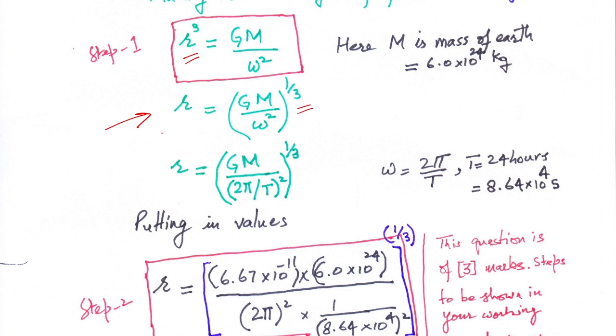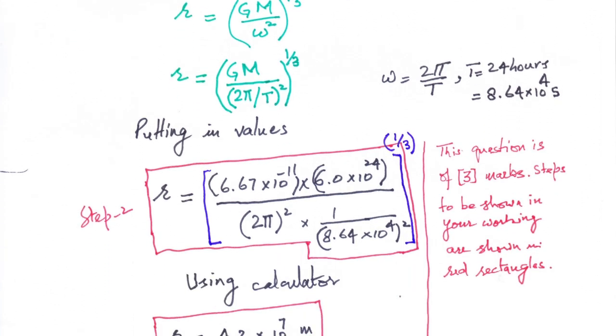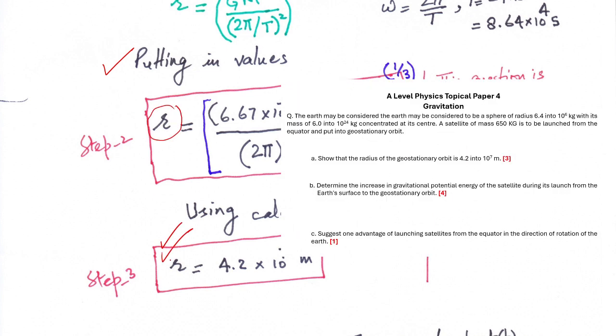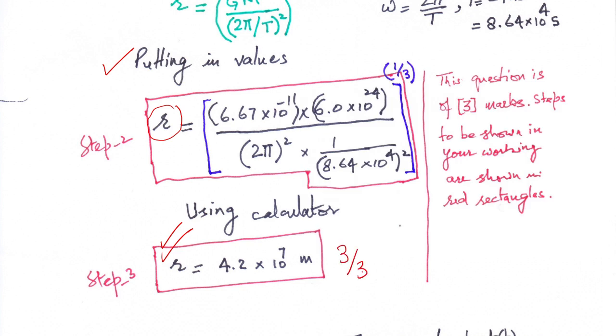Now we put in the values, and after putting in the values and taking the cube root using the calculator, we find the radius of the orbit equal to 4.2 into 10 power 7 meters. This was to be shown. The question asked us to show that the radius of the orbit is 4.2 into 10 power 7 meters. This is a 3 marks question, so you didn't have to write everything that I have written, but you could have shown step 1, step 2 and step 3. I have written in red color, and you would have scored the 3 marks.